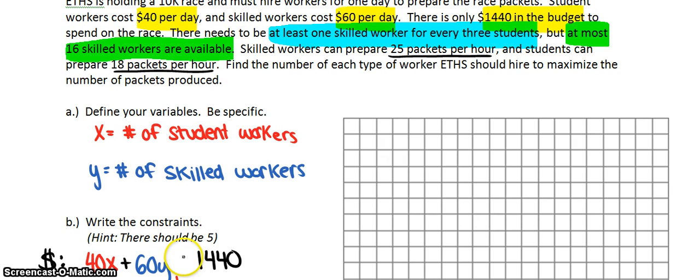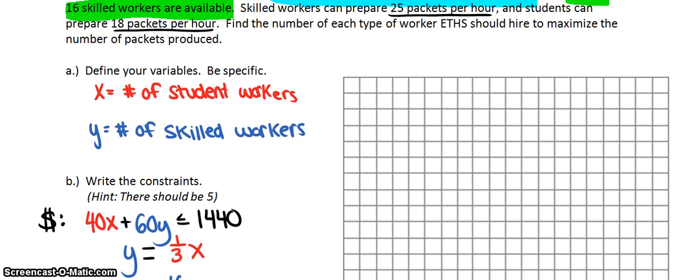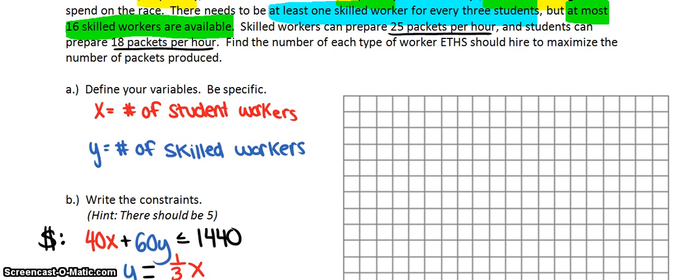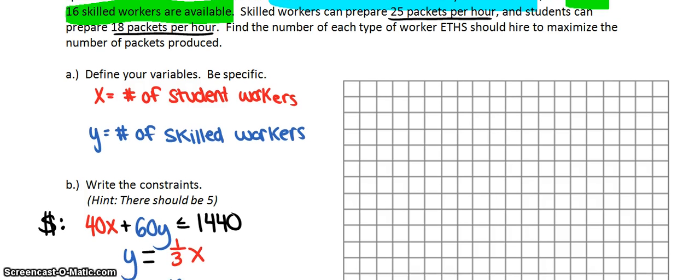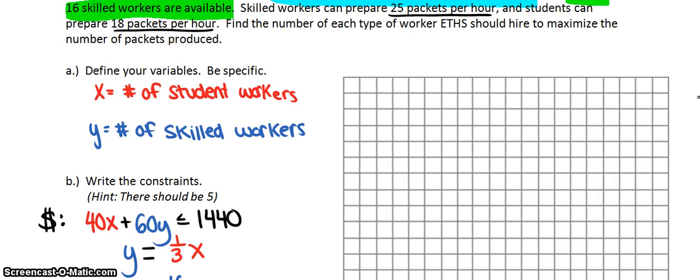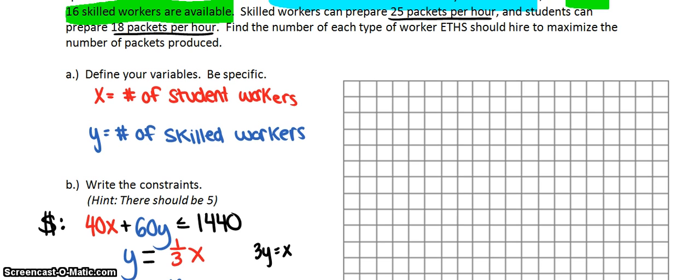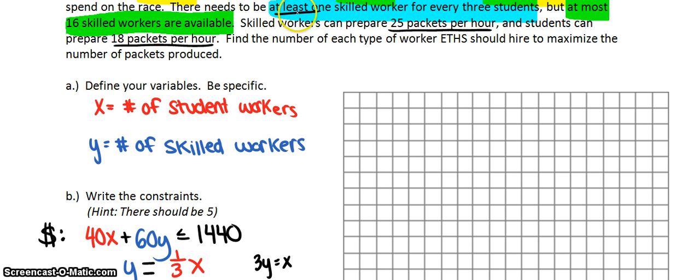So these constraints should all be written as inequalities. So this can't exceed 1,440, but it can be less. So 40x plus 60y is less than, or it can also be equal to 1,440. Okay, next one, it says skilled workers, or excuse me, it says at least one skilled worker for every 3 students. So I wrote my equation as y equals 1/3 x. You may also write this as 3y equals x. Okay, but again, this says at least one skilled worker for every 3 students.